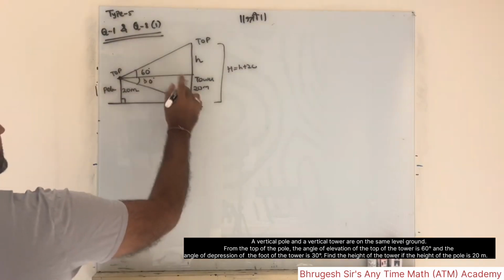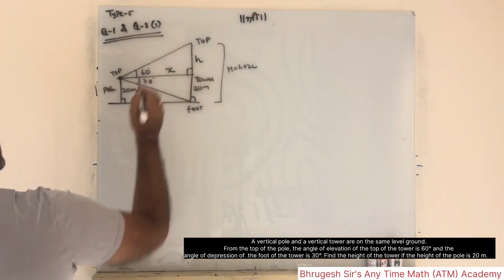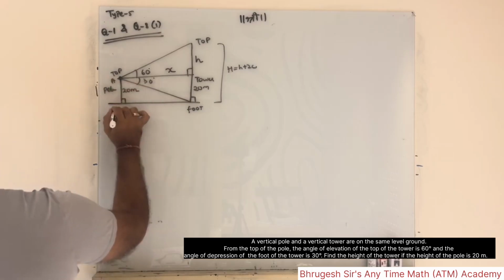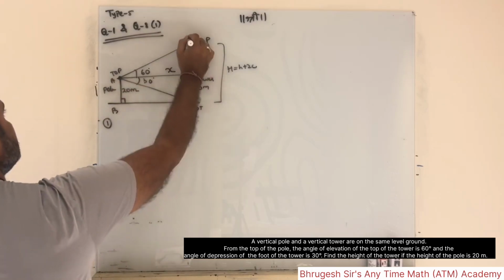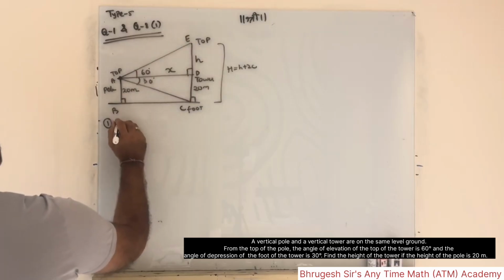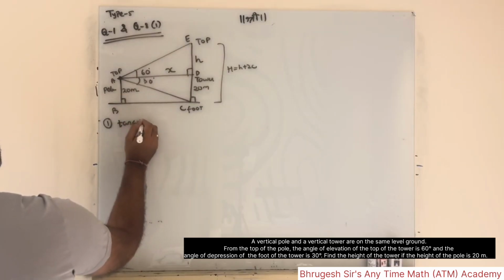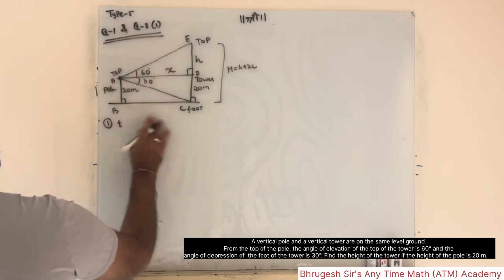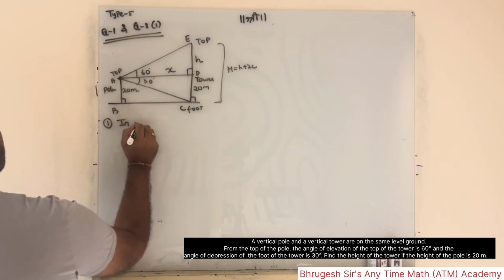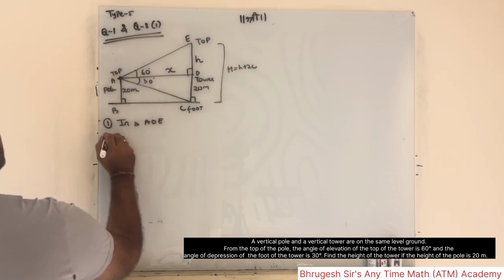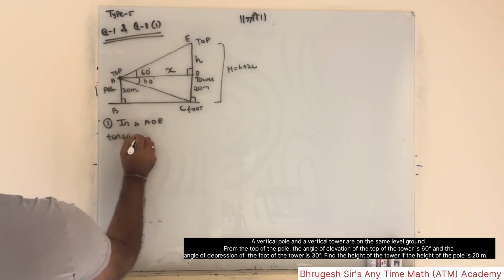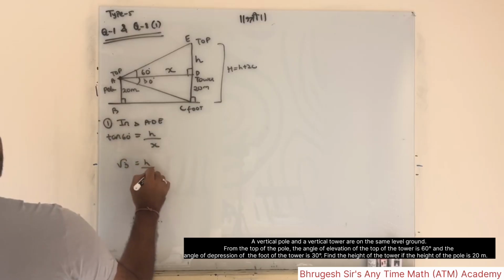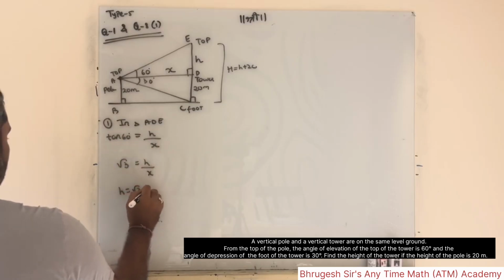Okay, so this is 20 meters, so this is also 20 meters. Let us name it X and let's get started. So first, let us name it A, B, C, D, E. So first, beta, tan 60 is visible here, in this triangle ADE. In triangle ADE, let me write it so you have a better reference. In triangle ADE, tan of 60 degrees is opposite H upon adjacent X. So root 3 is H upon X beta, so H is root 3 X.